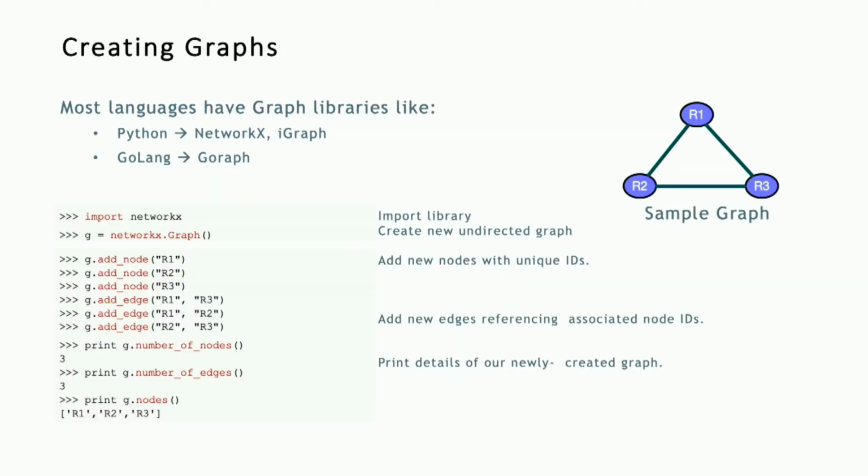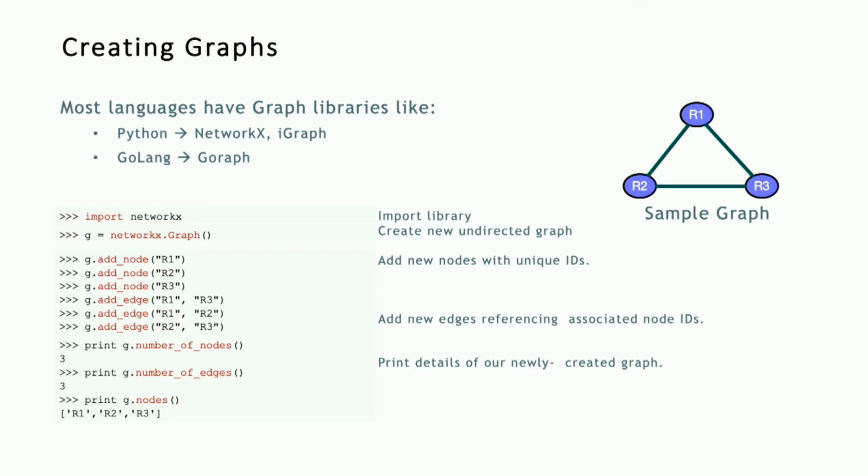Okay, so how do you create graphs? Most languages have a lot of graph libraries available. If you use Python, probably go with NetworkX, my favorite library. It's very rich. And if you are using Golang, you can look at GoGraph, or you can create your own graph library as well. You can start with structs to represent nodes and a different structure for the edges.